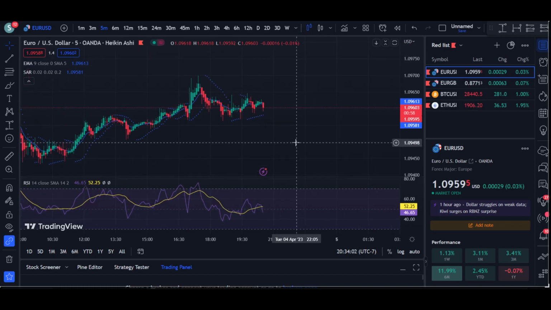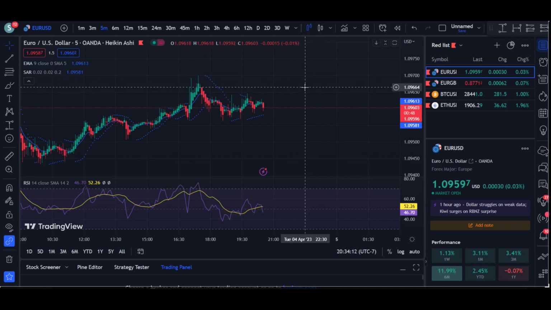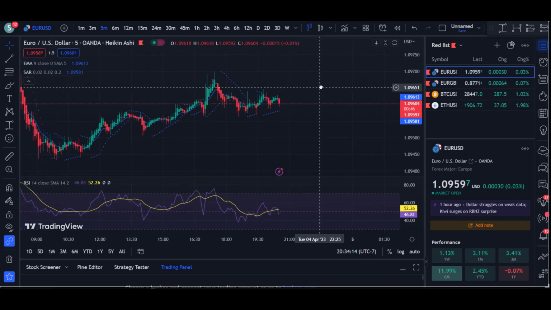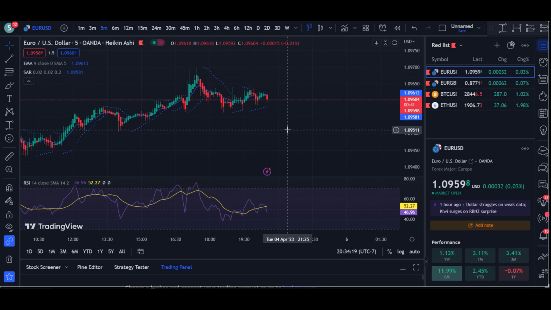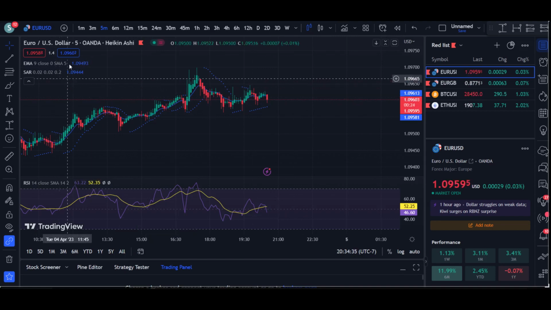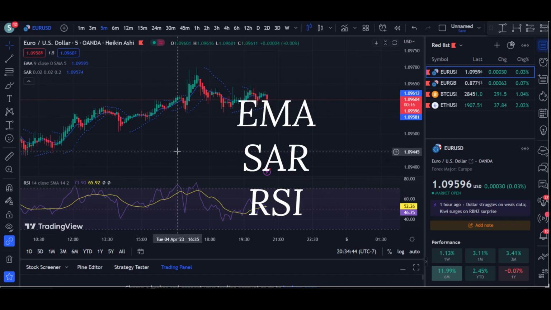So to get started, first of all, you want to have a TradingView account, and then you're going to go up here and click on the Heiken Ashi candles. It should be showing up right around this area. The Heiken Ashi candles are a lot smoother and work with this strategy a lot better than the regular candles do. After that, we're going to be using 3 different indicators. You're going to click on the indicators metrics up here. The first indicator is the EMA. The second indicator is the SAR, and then you're going to get the RSI.